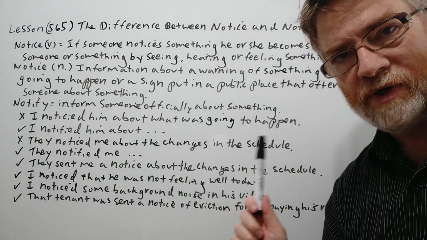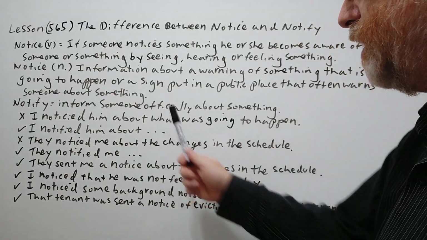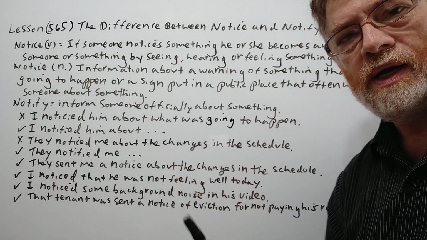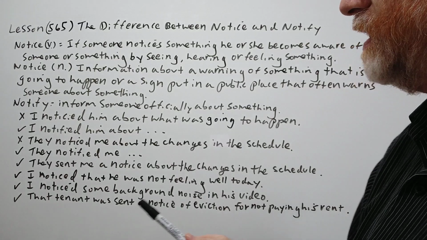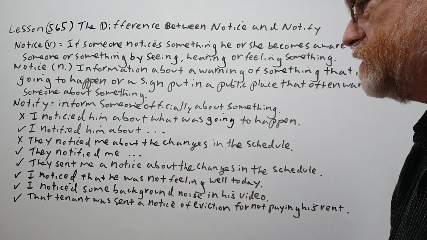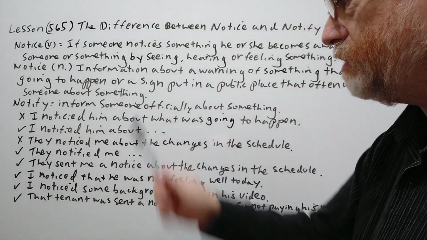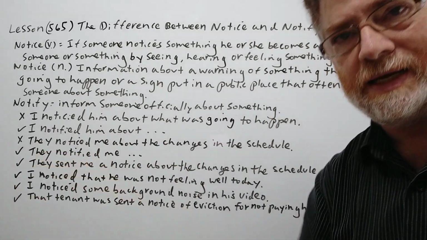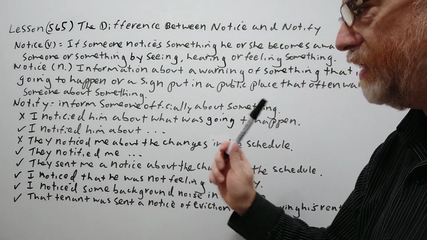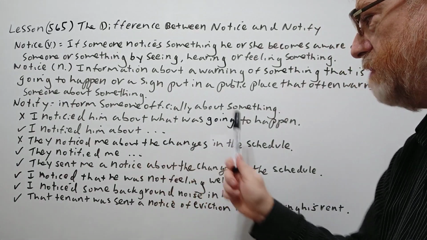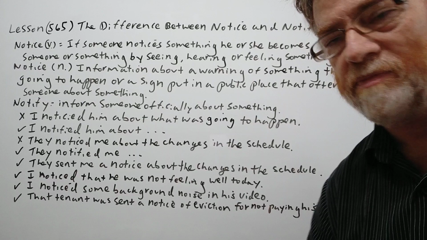This is one where a student could commonly make a mistake. I noticed him about what was going to happen. No. Here you should definitely say, I notified him about what was going to happen. You informed him. You told him. You didn't notice. If you notice him, it just means that you've seen him. So here it should be, I notified him about what was going to happen or take place.